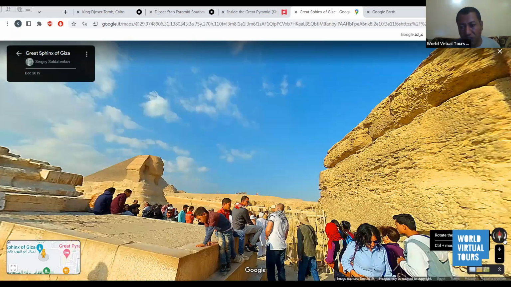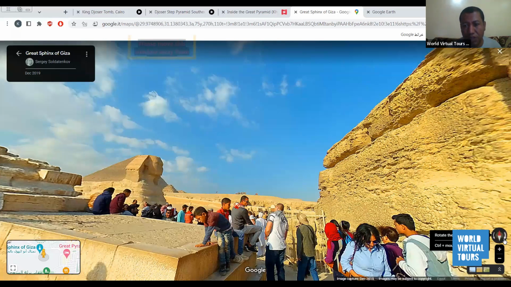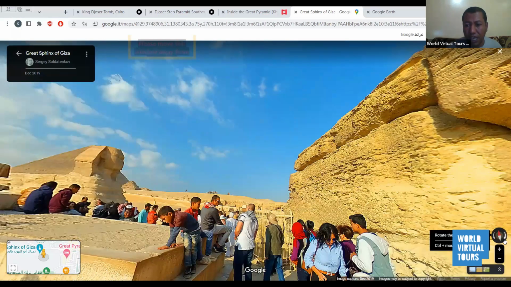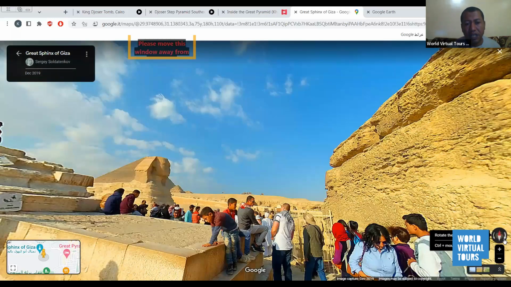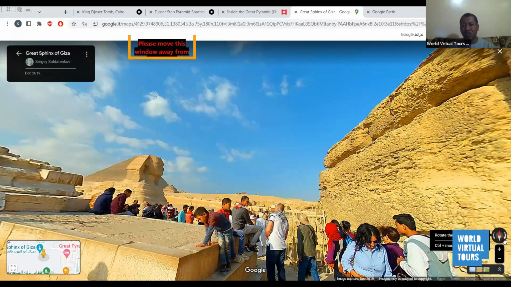The length of the sphinx is 70 meters, and the height is 22 meters. And of course, the history of this rock is older than the pyramids because it's originally the bedrock. This bedrock is older, and there is erosion from water.